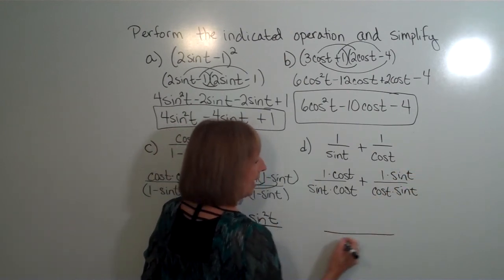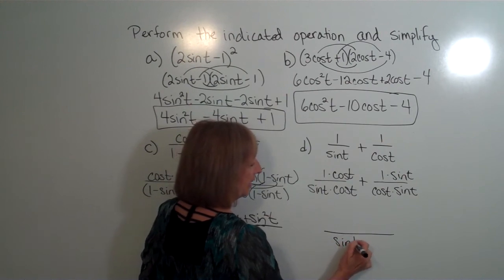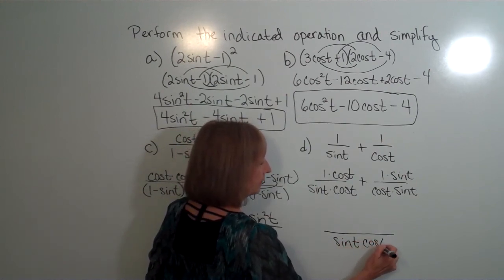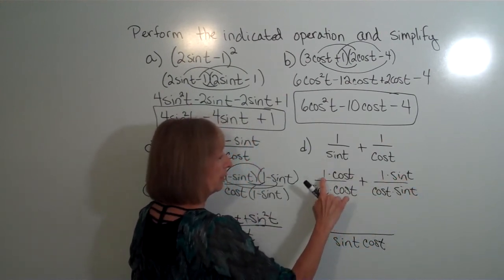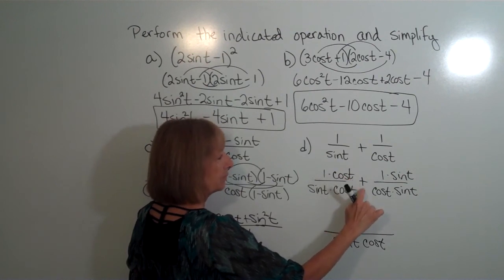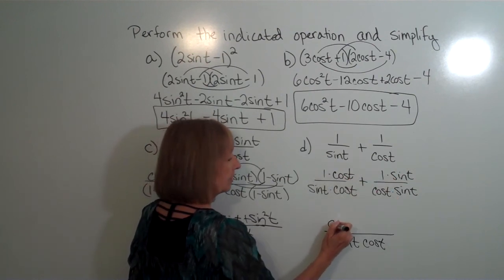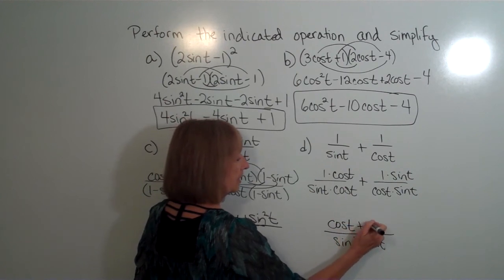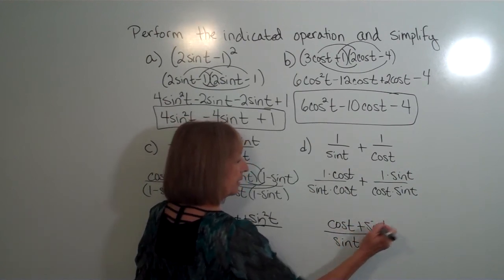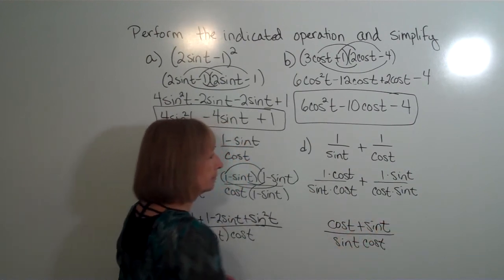When I add them, I keep the common denominator and I add across the numerator. So 1 cosine t is cosine t plus 1 sine t. That's just cosine t plus sine t, combined in its fraction form.